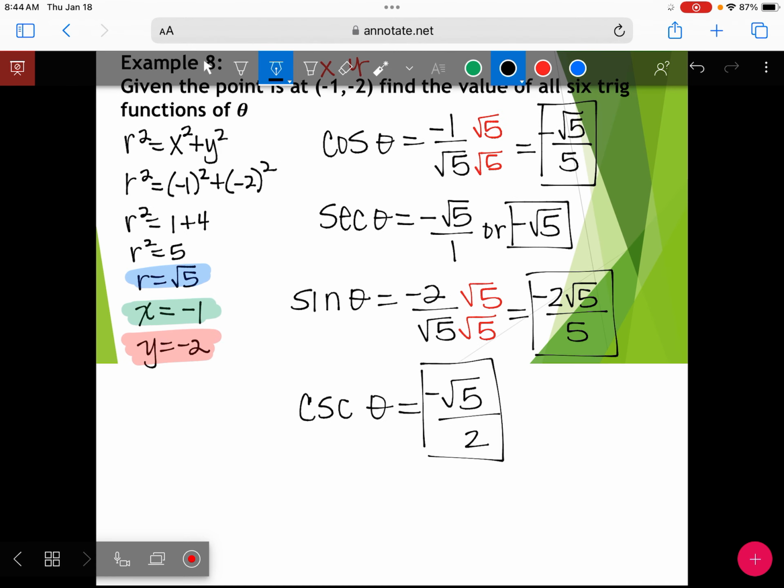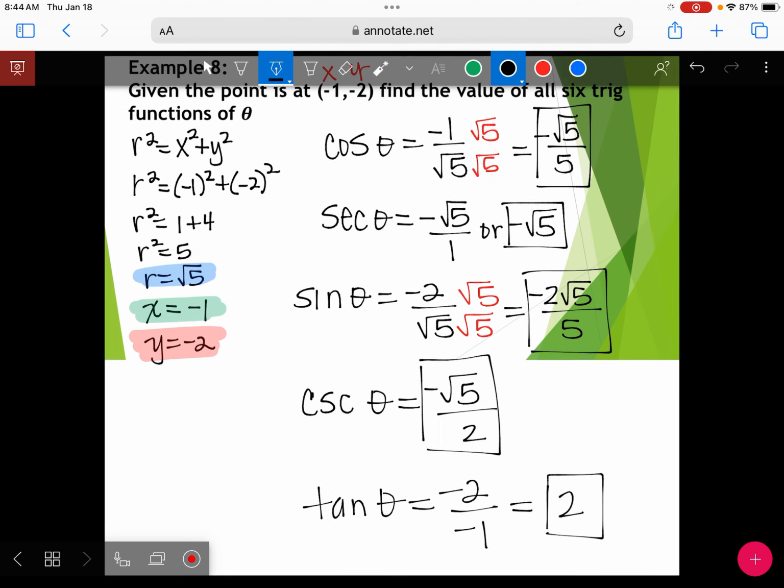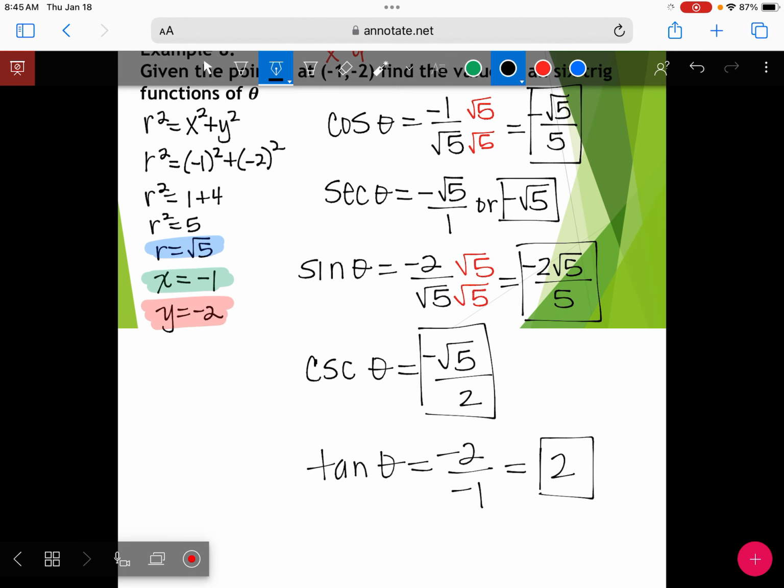And then our last two, we have tangent. Tangent is equal to y over x. So y over x would be -2 over -1. What happens when we divide two negatives? It becomes positive. In quadrant 3, the only two that are positive are tangent and cotangent. And then the cotangent of theta would be +1/2.